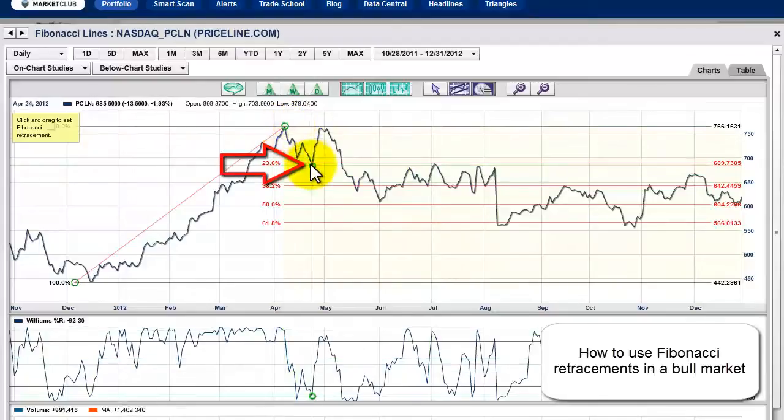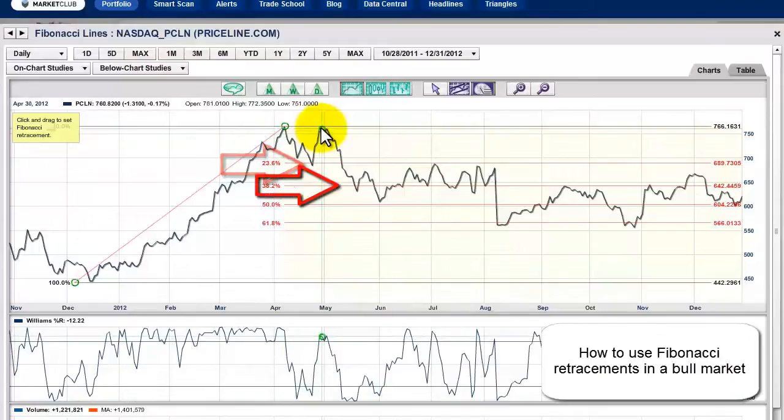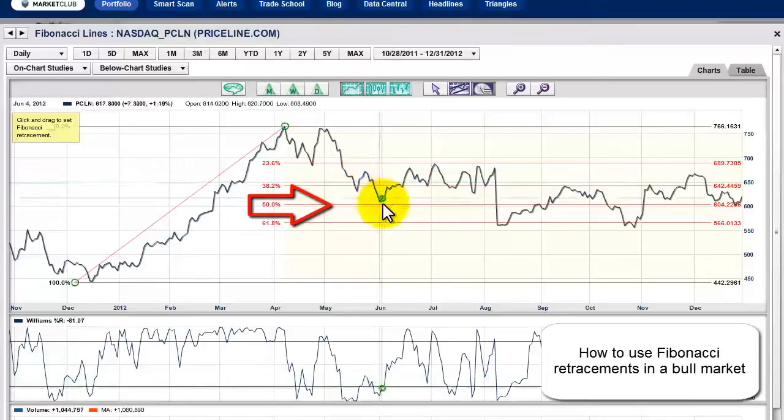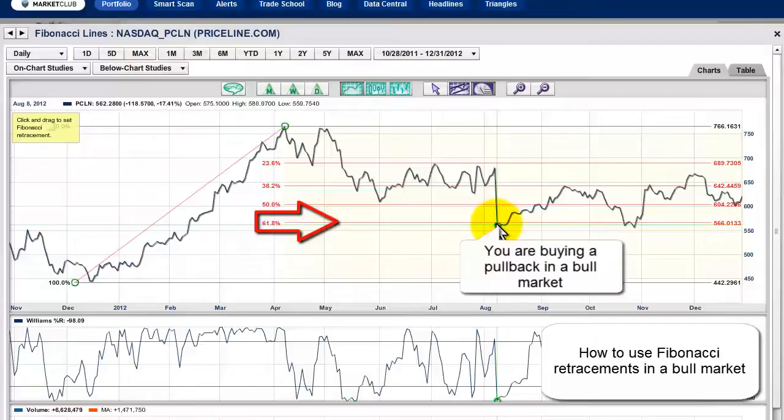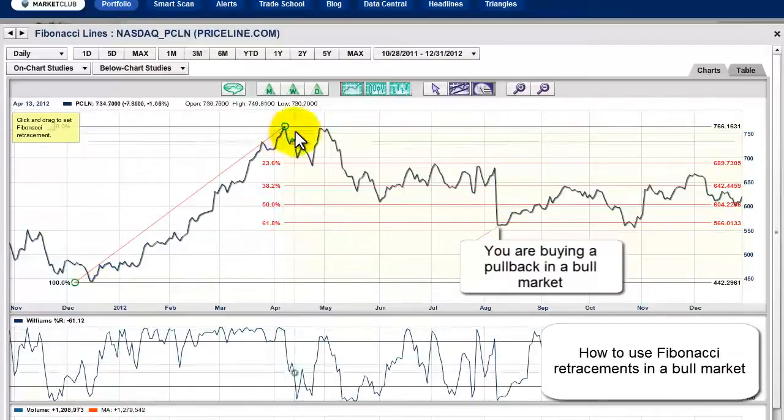So the first retracement came down to the 23.6%, then bounced back up. The next one came down to 38.2, bounced back up, and then down to 50, bounced back up, and finally down to 61.8%. Now that's considered like a full retracement. Now remember, the line was going up, so the trend was up. You're buying a pullback in a bull market.